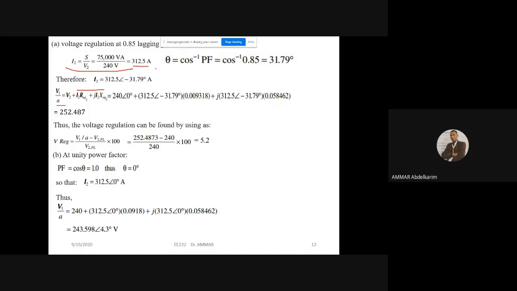312.5 amps. Since the power factor is given as 0.8, the angle, the cosine inverse, is 31.79 degrees. And because it's a lagging power factor, we take it as negative. So the voltage across the load is 240, its phase is 0, and the voltage drop equals the current I2 multiplied by the impedance.